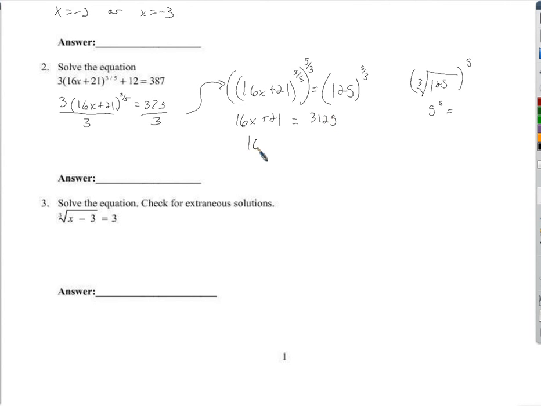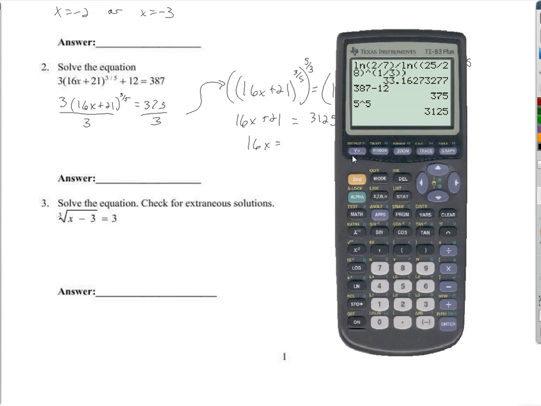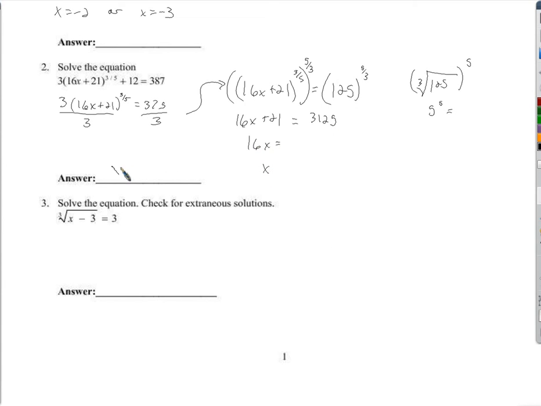Then we'll subtract 21. It's all downhill from here. 3125 minus 21, 3104. Then of course we're going to divide by 16. 194. So we'll just jump down to the answer. X equals 194.